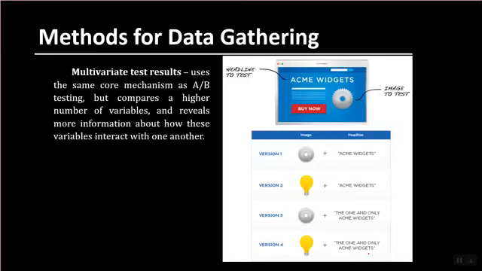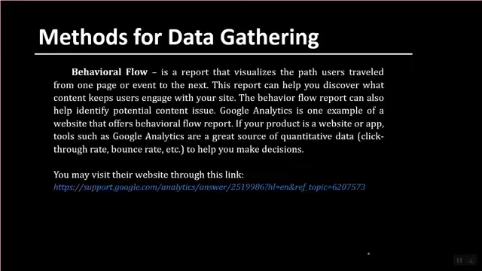So that's multivariate test results. The next one is the behavior flow. It is a report that visualizes the path users traveled from one page or event to the next. This report can help you discover what content keeps users engaged with your site. Behavior flow reports can also help identify potential content issues.